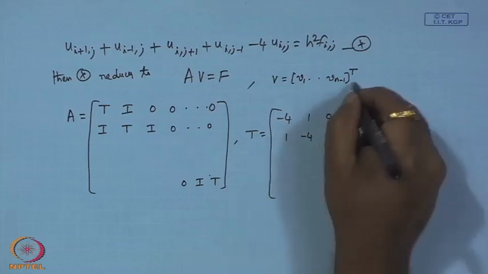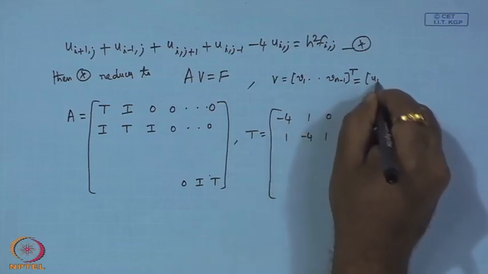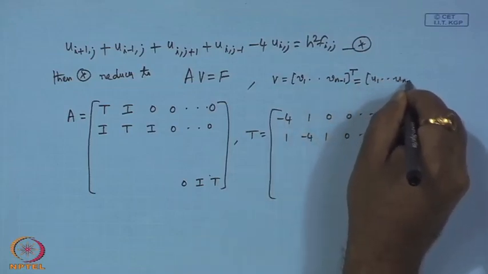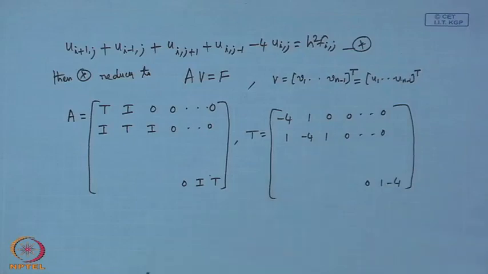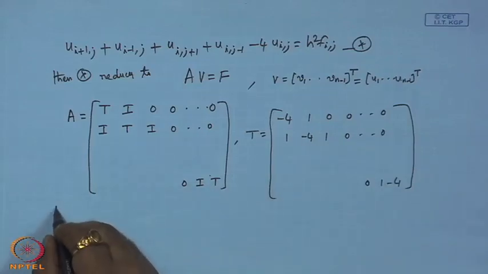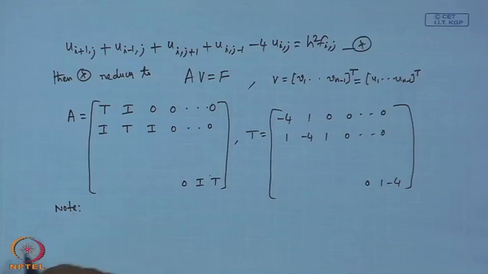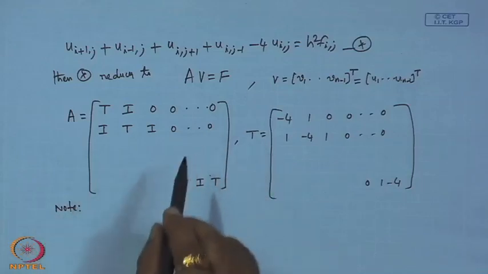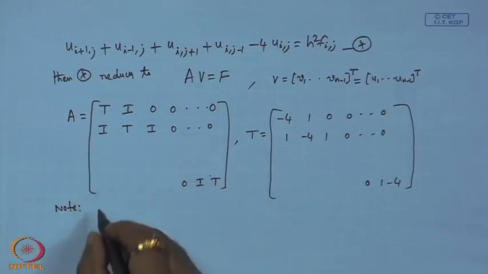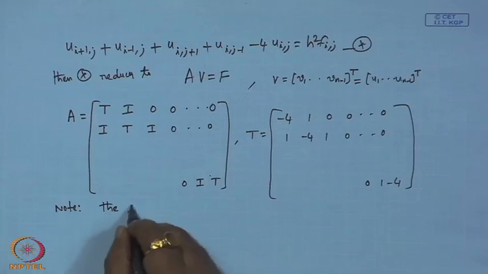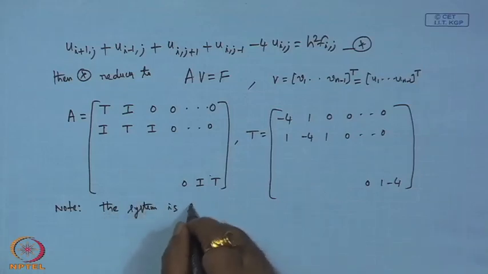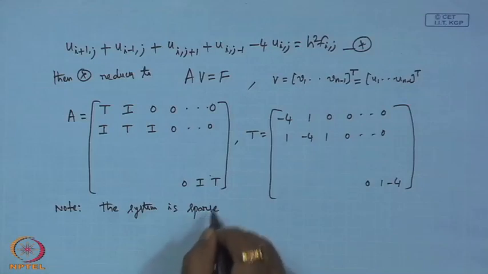Okay. So, this is typically what we are calling u 1. This is the general structure, but note, if you see the corresponding system, the system is sparse. Okay.